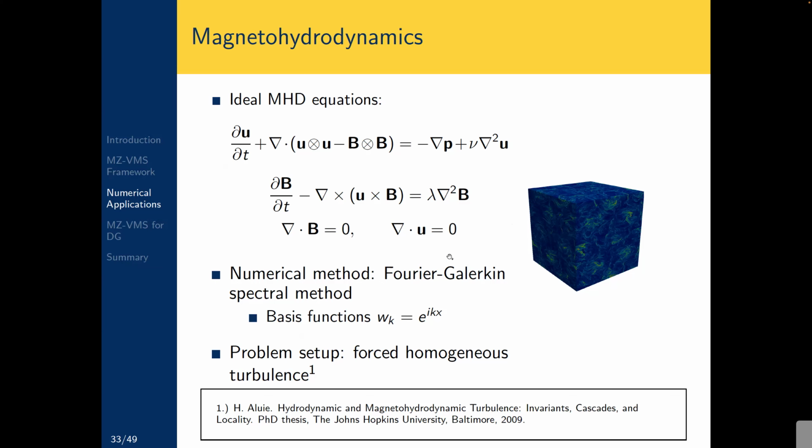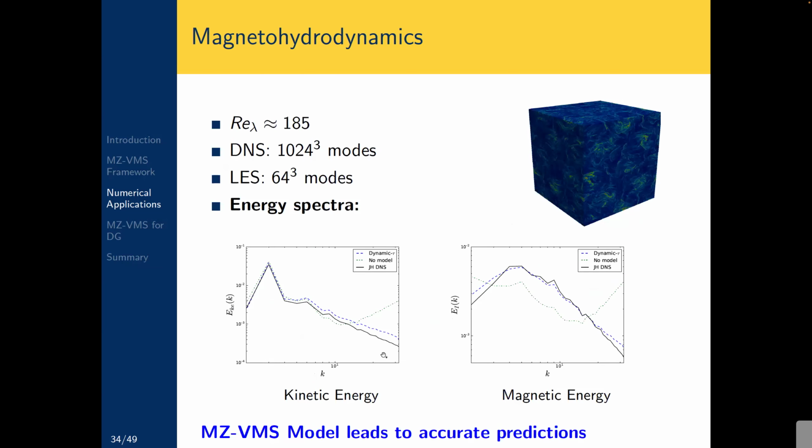And so the last thing I'll look at for this is going to be the ideal MHD equations. We're just going to do turbulence in a box. I'll again look at a Fourier-Galerkin spectral method, and we'll look at forced homogeneous turbulence. Here, I'm not even going to show you comparisons to an existing model because as you get to multi-physics, it's not even clear what the right existing model is. Dynamic Smagorinsky is totally garbage if I apply it to this problem because you also have the closure problem on the MHD side.